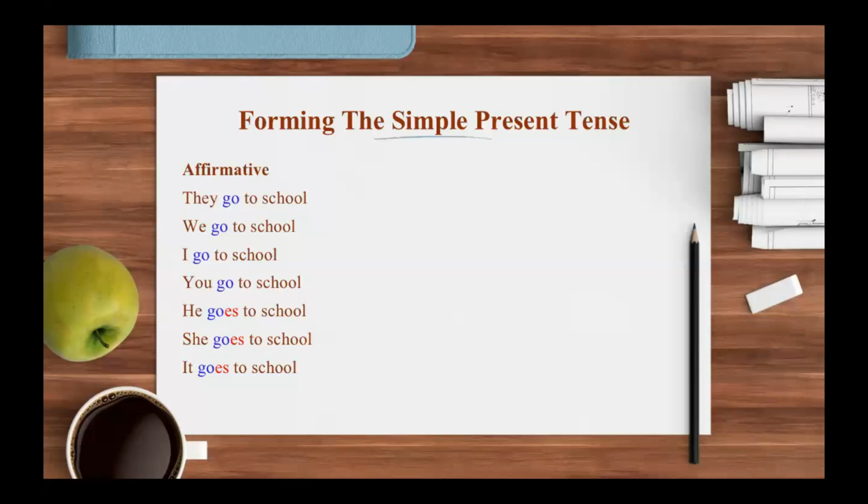But if you use the subject he, she, it, follow the subject by verb 1 plus s or es. For example, he goes to school, she goes to school, it goes to school.